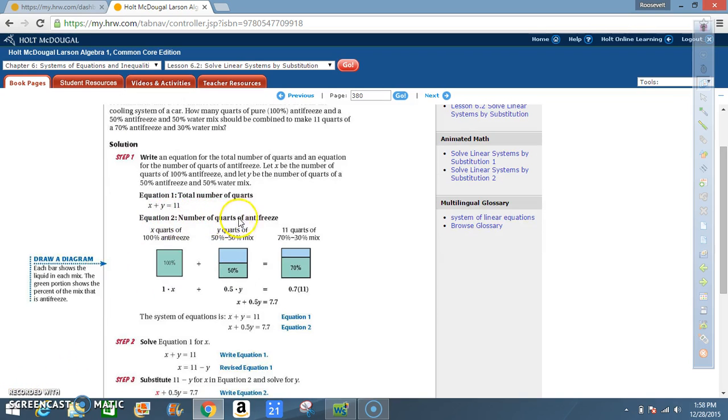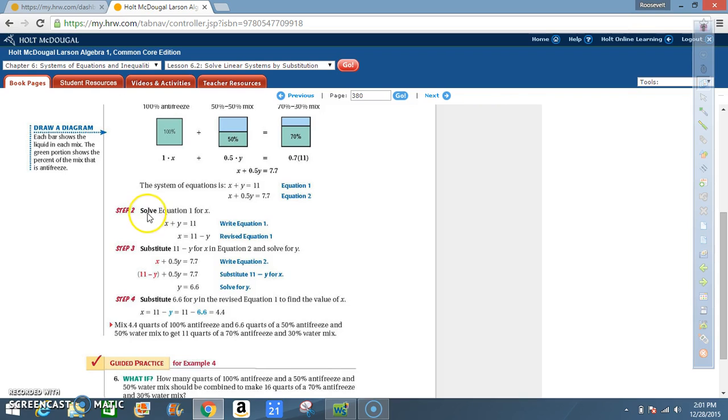Equation 2. Number of quarts of antifreeze. x quarts of 100% antifreeze, that's going to be 1 times x at 100%, plus y quarts of a 50-50 mix, that's going to be plus 0.5 times y, and that's equal to the total mixture, the final one that we want to get, the 70-30 mix, that's going to be equal to 0.7. Now don't forget, this part right here may look a little bit confusing, but remember what they said: should be combined to make 11 quarts of a 70% antifreeze and 30% water mix.